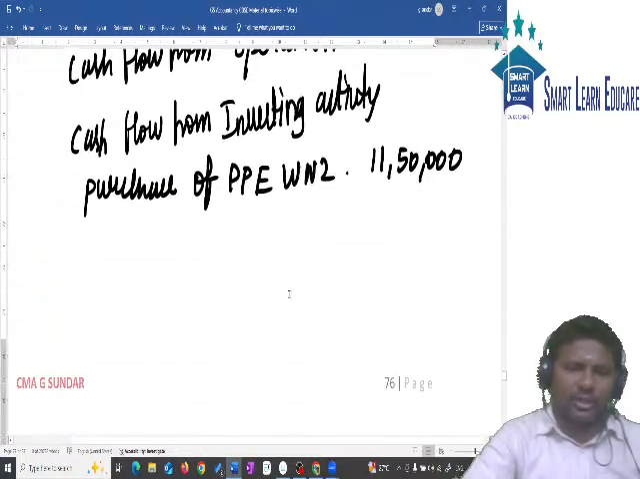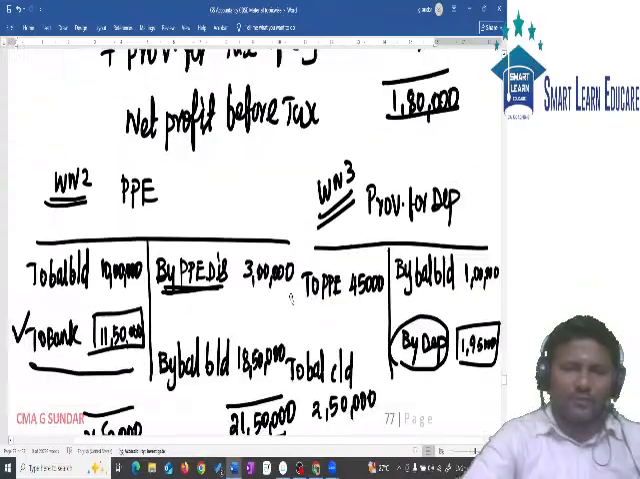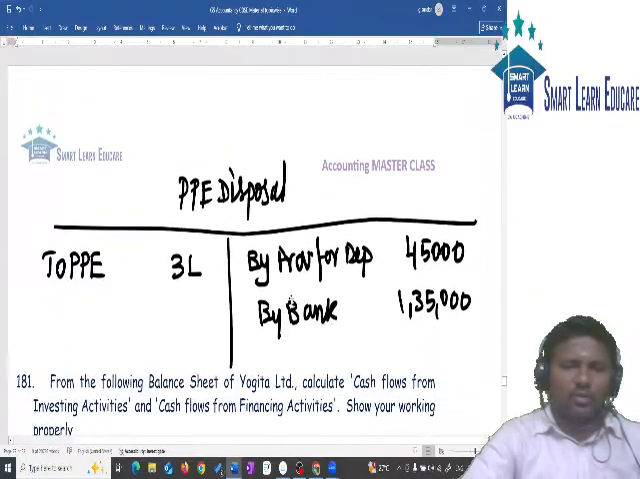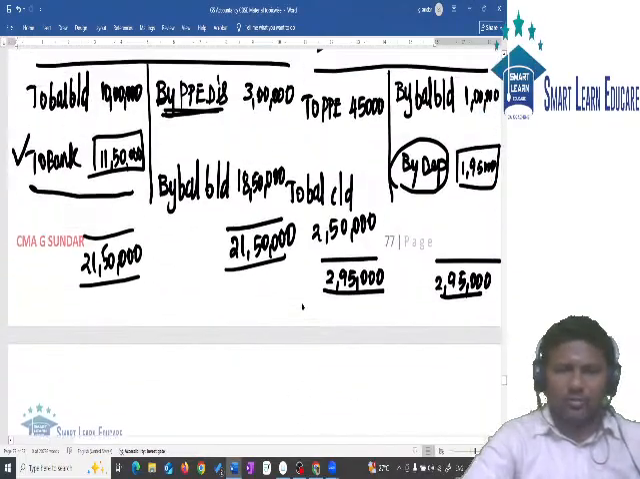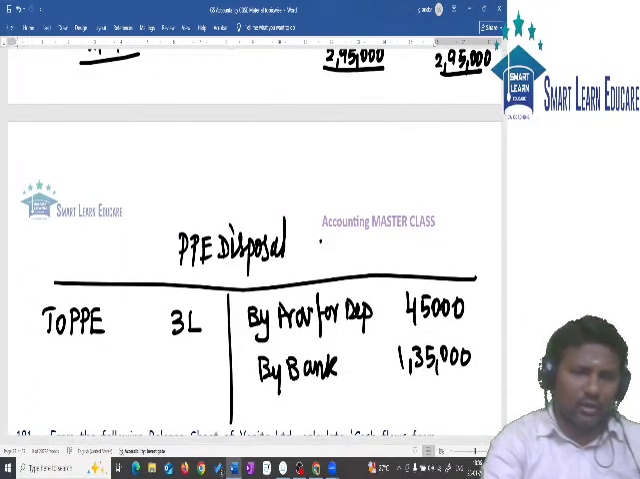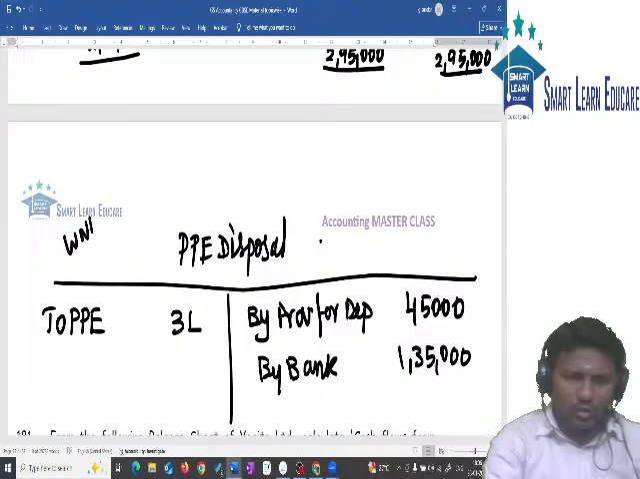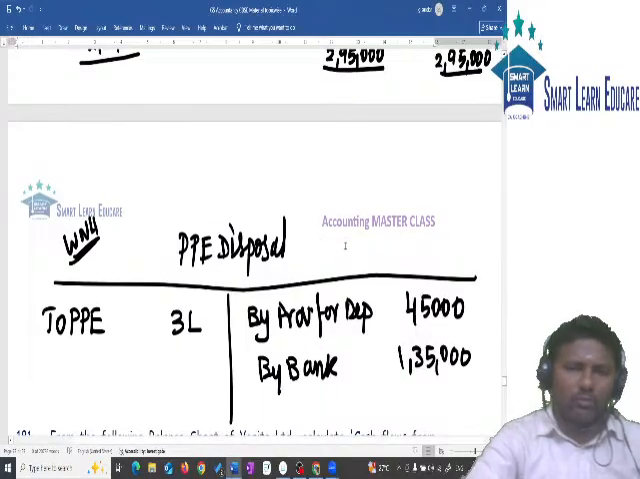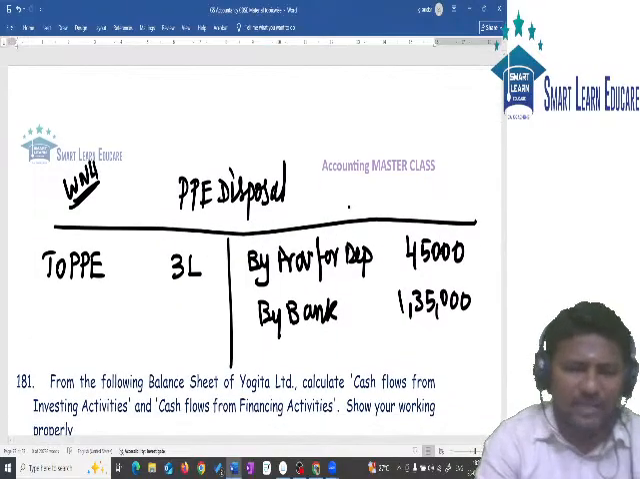Now the third working note. What is the third working note we prepared? Asset disposal account. Okay. So working note 2 is over, working note 3 is over. Now working note number 4. In working note number 4, you will find one more thing as a balancing figure.